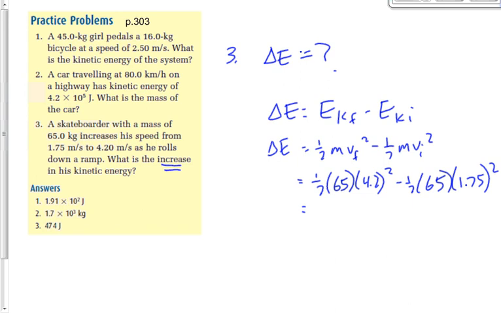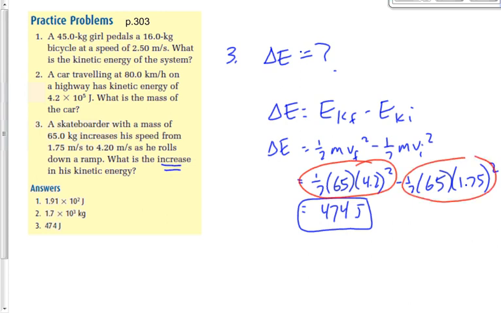When you do this math, if you don't forget to square the v, you should get 474 joules. Make sure that you either get this number on your calculator, then subtract them, or get this number and then subtract, brackets. Do all that work, okay? Don't go subtract and then do a bunch of multiplication without brackets there. Does that make sense?